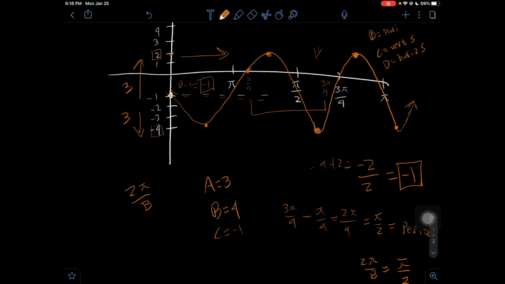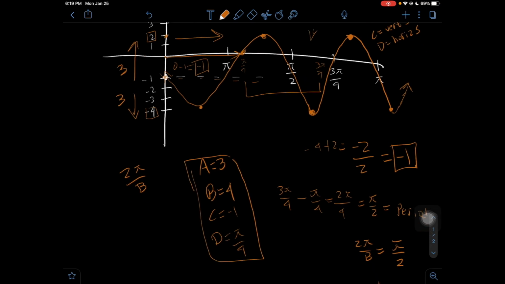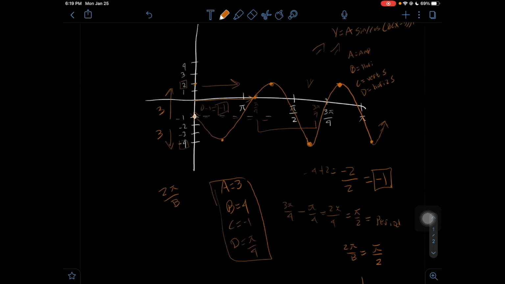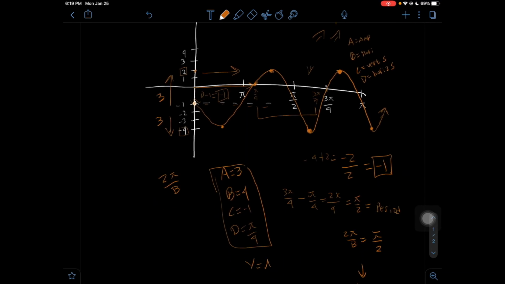Finally, we need to determine our d value, which is the horizontal shift. And we went over pi over 4 to get our first intersection, meaning that our d value is pi over 4. These are the values, and now we can just use this base form in order to make our equation. So we said that y equals a sine or cosine of b parentheses x minus d plus c.